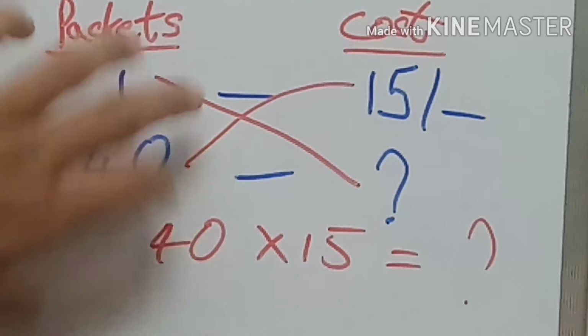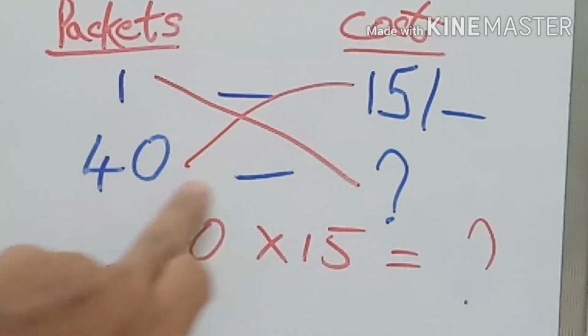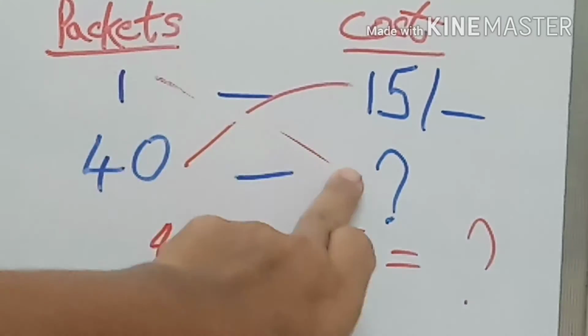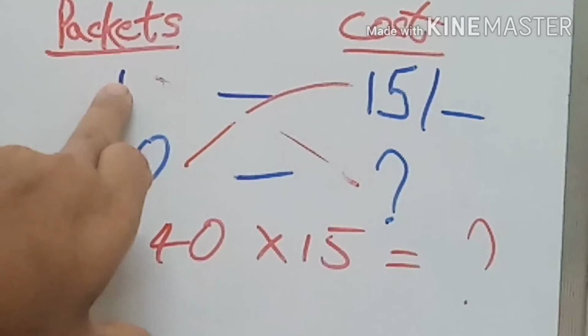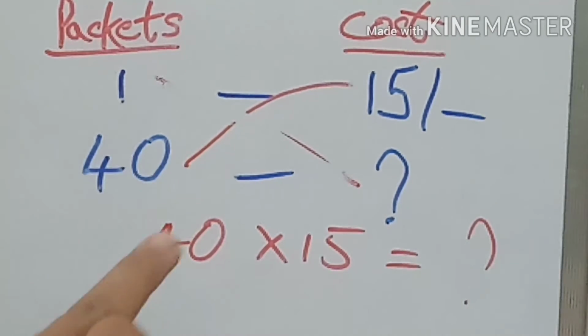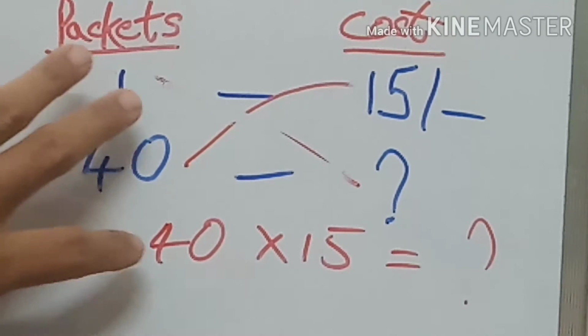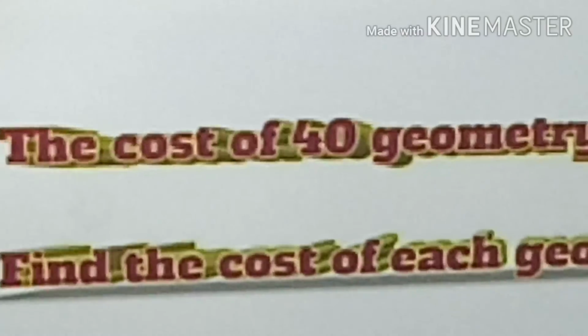So got it? The numbers which are in the same line, after crossing, should be multiplied, and the opposite line's numbers should be divided. Got it? So 40 into 15 divided by 1. That will be your solution. Like that we need to solve. Now here in this problem we found out the problem is related to multiplication. We need to multiply. Right?